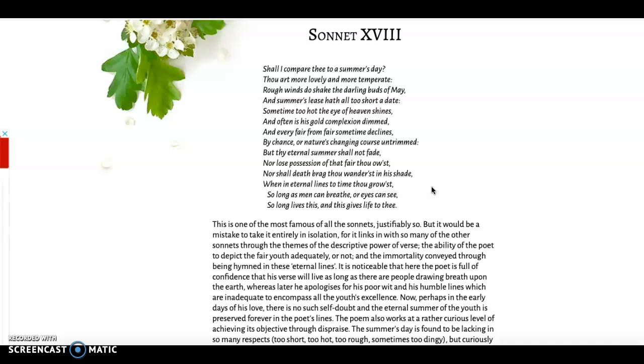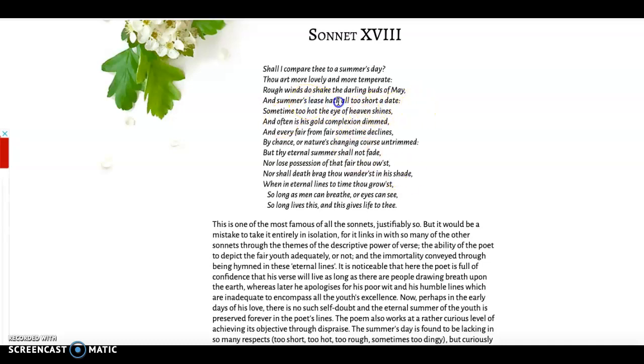Then in the next line, he takes a turn and he says, well, I would, but thou, meaning you, are more lovely and more temperate. You have a better temperament than summertime does. He says that in summertime, there are rough winds and they shake the buds on the flowers and the trees that have come out in May. And summer only lasts 3 months. It's not very long. It has all too short a date.